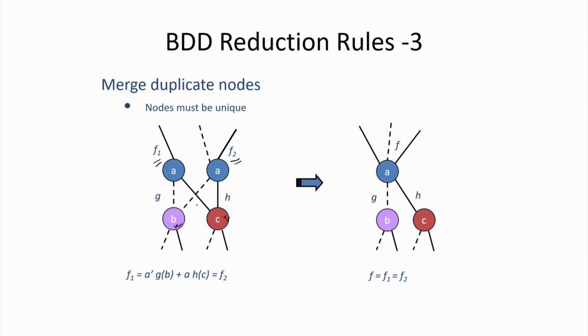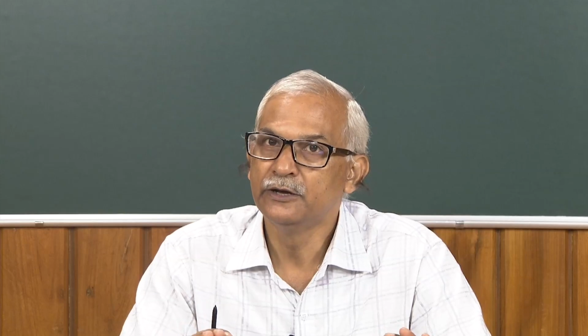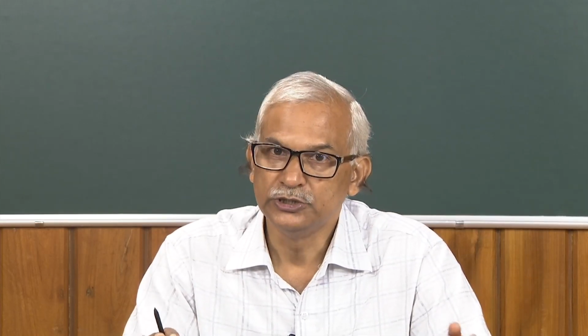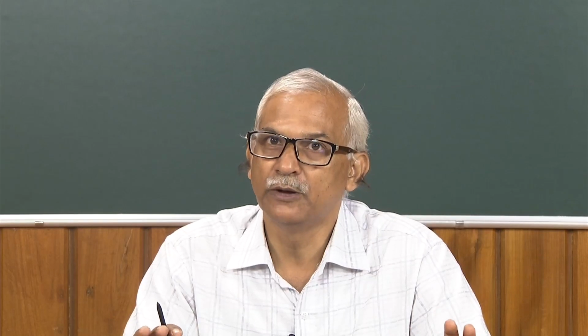We can merge these two nodes into one node. After merging, the outgoing edges have the similar behavior, but all the incoming edges from these two nodes will be incoming to this particular merged node A. So, we can merge duplicate non-terminal nodes. This is BDD reduction rule number 3.